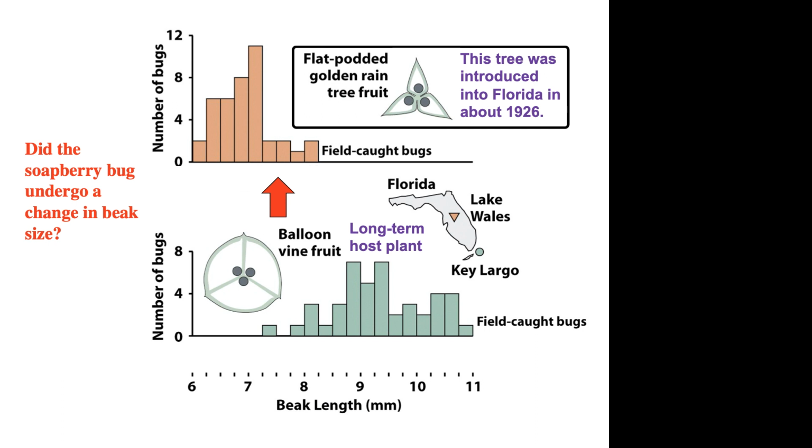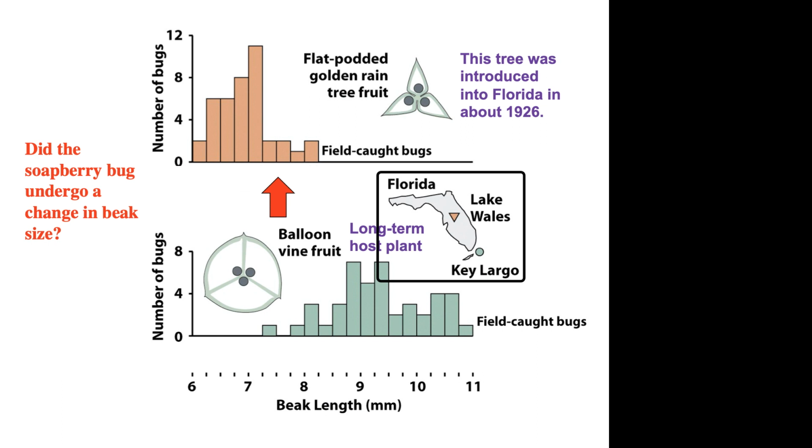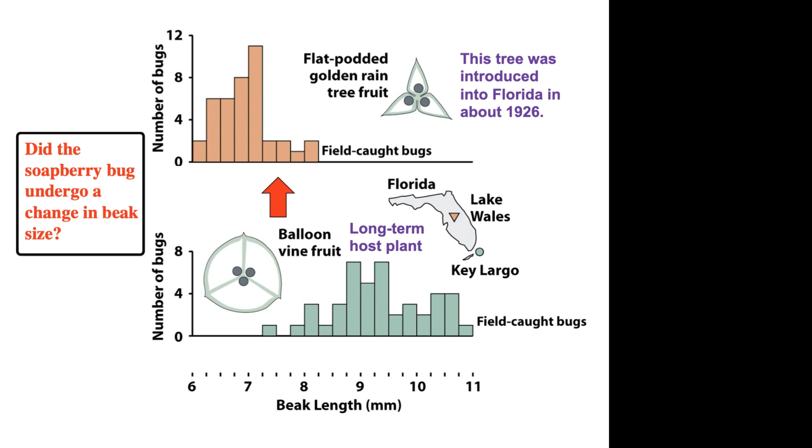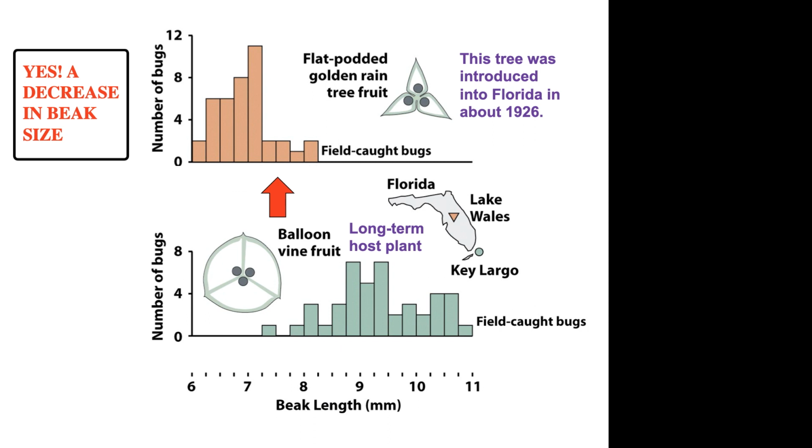This was caused by the importation of this flat-podded golden rain tree fruit into Florida about 1926. So the soapberry bugs that migrated up into Florida from Key Largo, where they were feeding on the balloon vine fruit, initially had long beaks, but as time went on, there was no disadvantage to having a shorter beak, and so by 70, 80 years later, most of the soapberry bugs had short beaks for reaching the seeds of the flat-podded golden rain tree fruit.